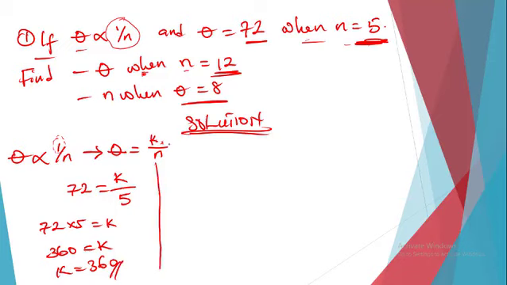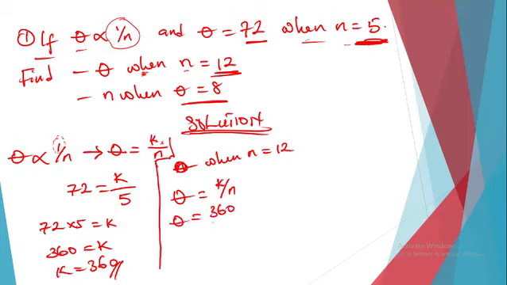Okay, let's proceed. Now the first question said we should find theta when n is equal to 12. So we have our original equation theta equals k over n, and theta is not given. Our k is 360 and our n is what? Our n is 12. So 360 divided by 12, what would be the answer? Theta is equal to what? 30.